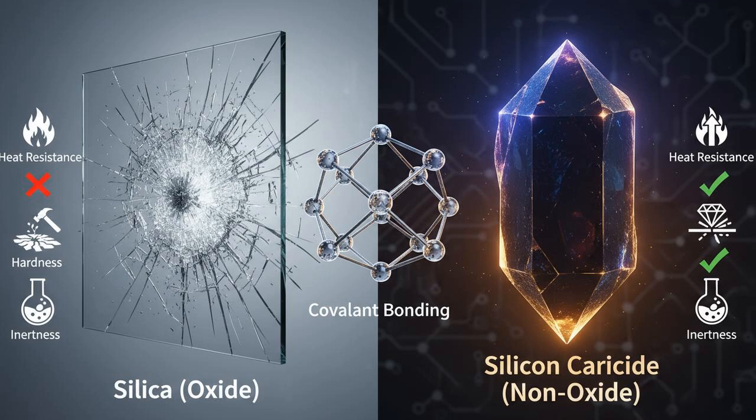Let's compare the difference directly. If you take silicon and bond it with oxygen, you get silica, or glass. It is brittle and melts around 1700 degrees Celsius. But if you take that same silicon and bond it with carbon instead, you get silicon carbide. It is super hard, it creates a semiconductor, and it does not decompose until nearly 2700 degrees Celsius. If you bond silicon with nitrogen, you get silicon nitride, which has such incredible toughness it can survive thermal shock that would shatter glass instantly. This is the covalent revolution.